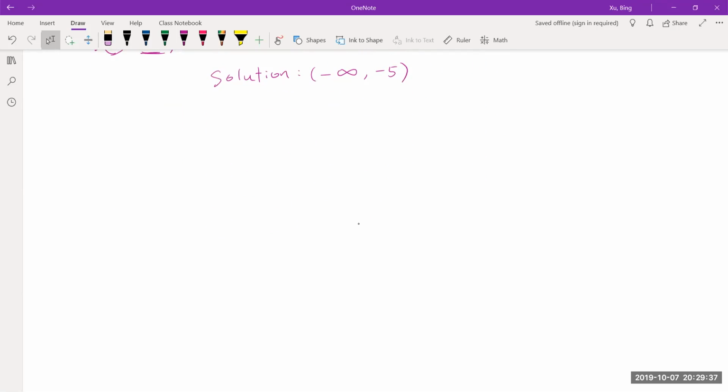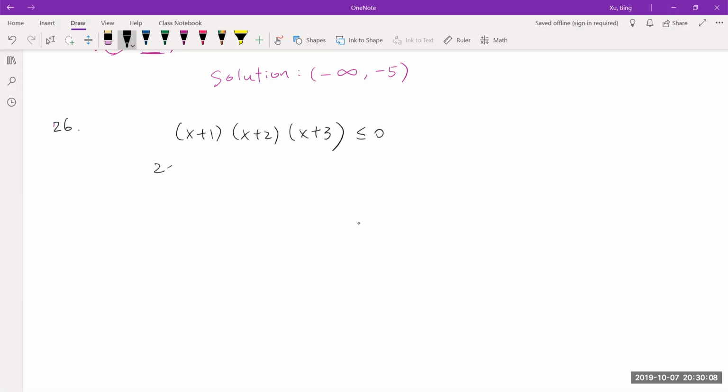Let me see, next problem, what did I write down? 26, yeah, let's look at 26. Okay, so 26 in the textbook goes like this: x plus 1 times x plus 2 times x plus 3 is less than or equal to 0. Right, so we'll just follow the same procedure.